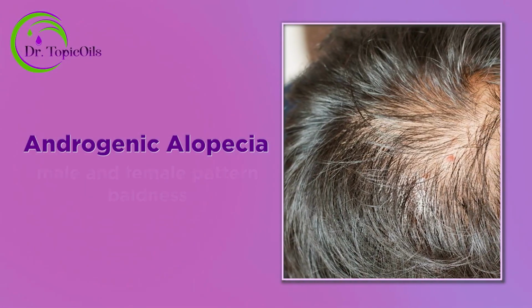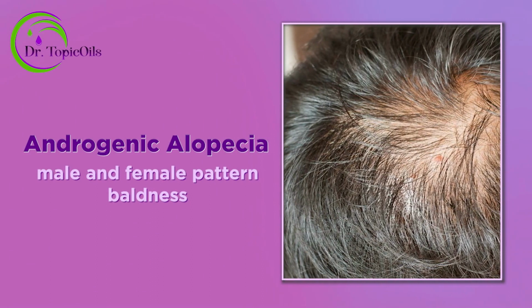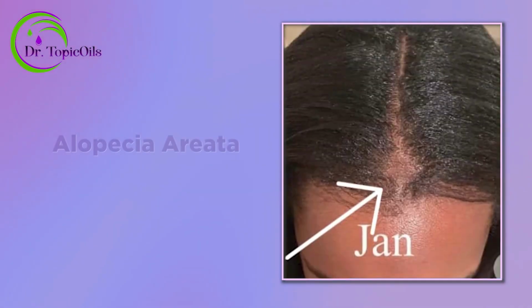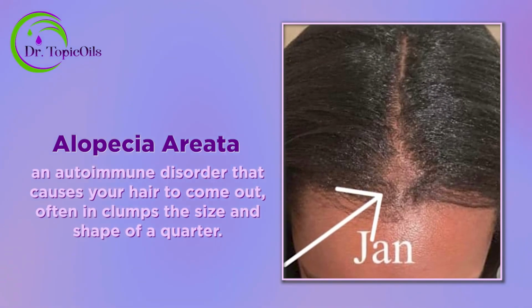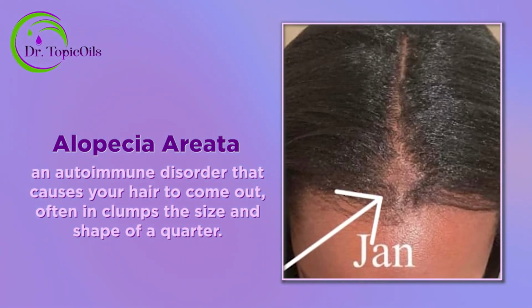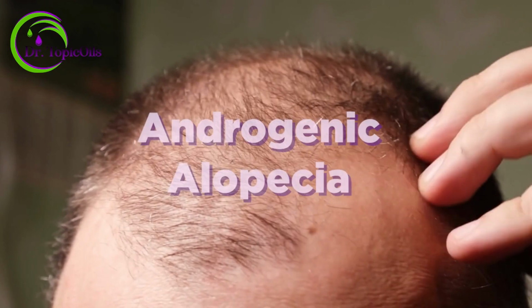So one is going to be androgenic alopecia, which more so talks about male pattern baldness. Then we're also going to talk about alopecia areata, which is the alopecia that forms when you have small circles on the scalp, or multiple small circles on the scalp. So let's start with androgenic alopecia.